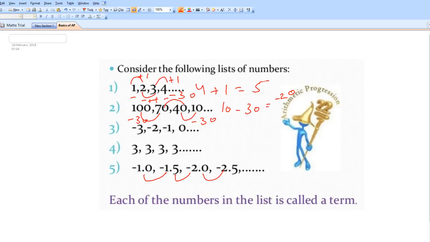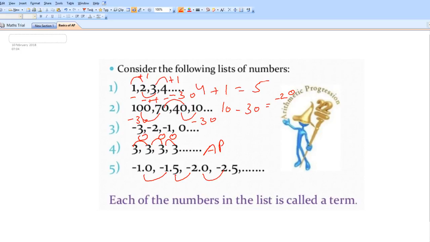Let's see the fourth series: 3, 3, 3. Again, this seems like a normal number repeated unlimited times, but this can also be said to be an AP. Why? Because every two sequential numbers, the first number and second number, then the second number and the third number, then the third number and fourth number, have a constant difference. So this turns out to be an AP as well.